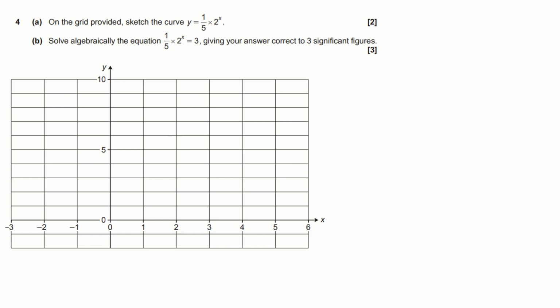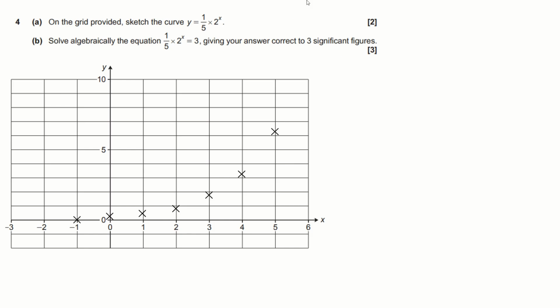Good. Question number 4. So okay, well, it says sketch. I think I've actually plotted this. So when x is 0, it's 1/5 times 2 to the 0, which is 1/5. You've got a calculator, so you can do this and that. When x is 1, you get 1/5 times 2, which is 2/5. When x is 2, you get 4/5, and then when x is 3, you get 9/5, and so on. And I just kept doing that until I got there.